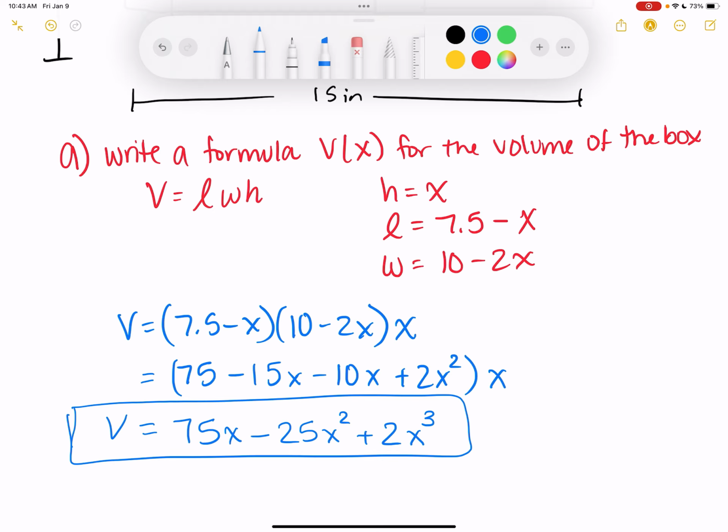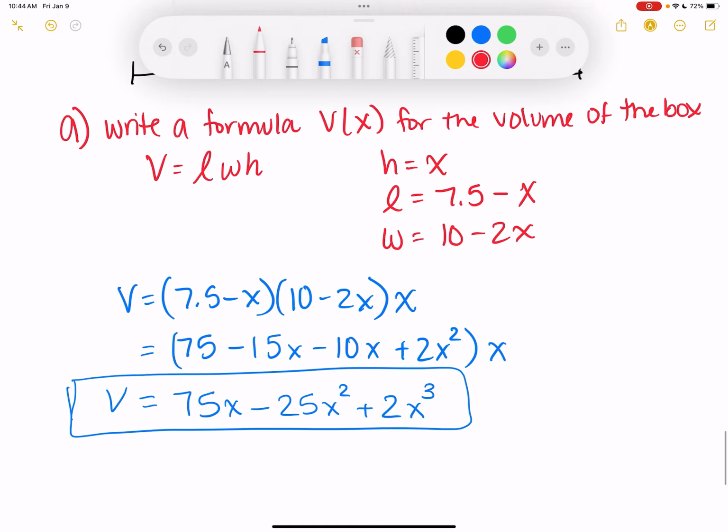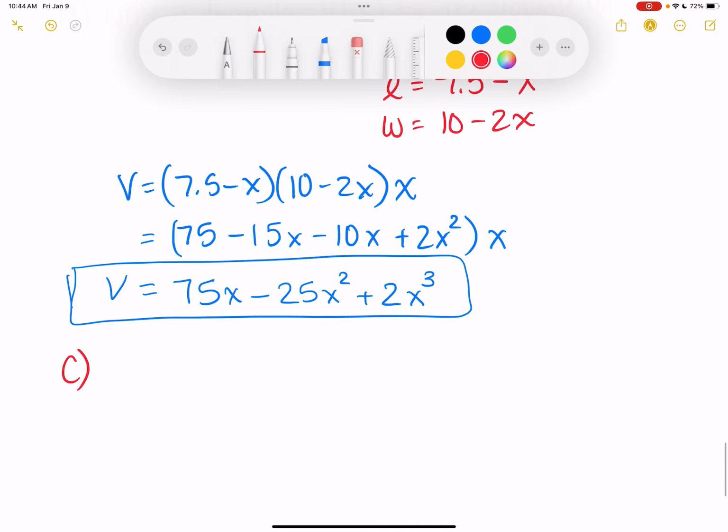I'm skipping part B because it says to find the domain of this, which basically they just want you to graph it and then say what x values this could take on. But we don't really need to do that part. It's not really that important, so we're going to skip that part. So part C, use a graphical method to find the max volume and the value of x that gives it. So basically, at this point, I am going to plug this equation into my calculator to find the max volume, and then I'm going to actually use my calculator to find the maximum for me.